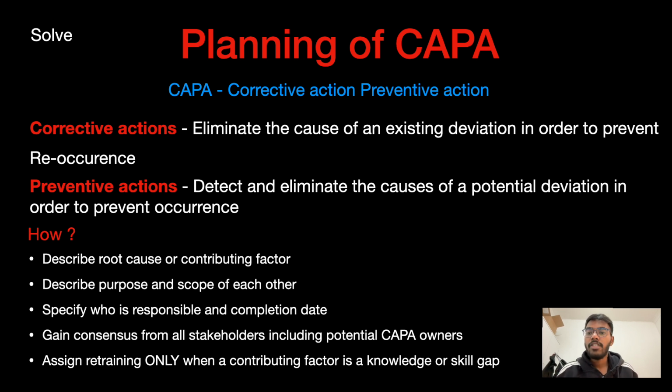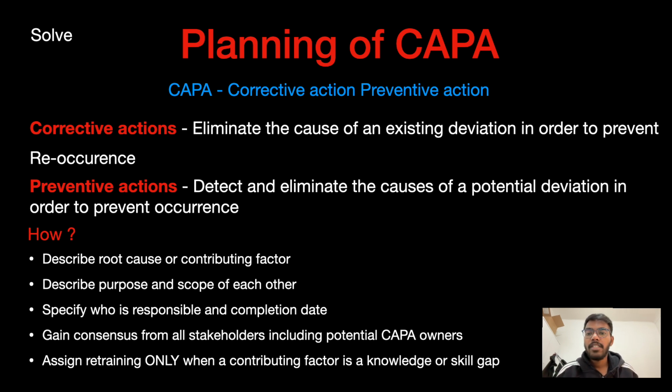So in simple terms, corrective means fix what went wrong, and preventive means make sure it never happens again. When defining a CAPA, we should clearly describe the root cause or the contributing factor, which is very important, and then the purpose and the scope of that CAPA, who is responsible, and the completion date. These four are mandatory in a good CAPA report.